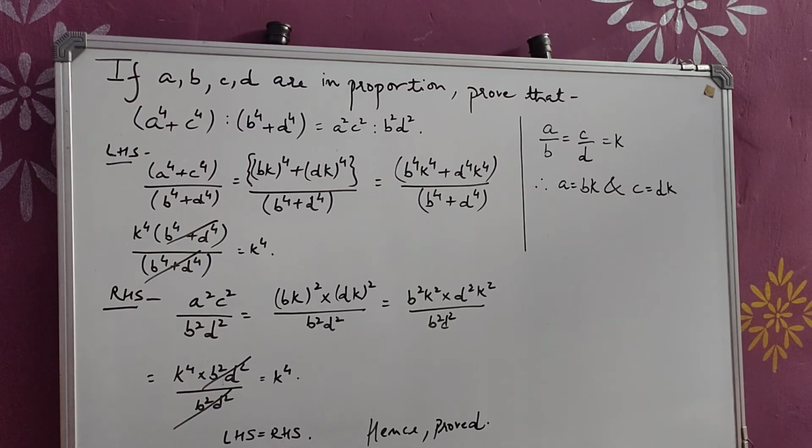So children, as I told you earlier also, in most of the questions you will get such a proving where you assume the value of the proportion equal to a constant K, and after assuming it, you find out the values of the other terms and substitute them. In the same manner as I have proved over here, you prove the left hand side and right hand side equal by simplifying them.